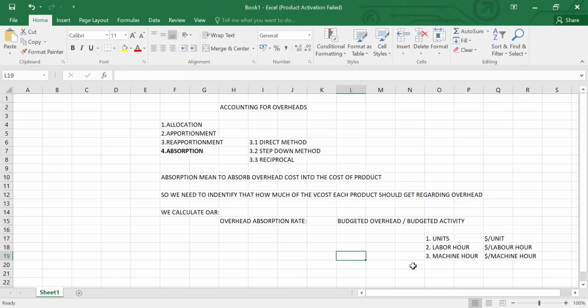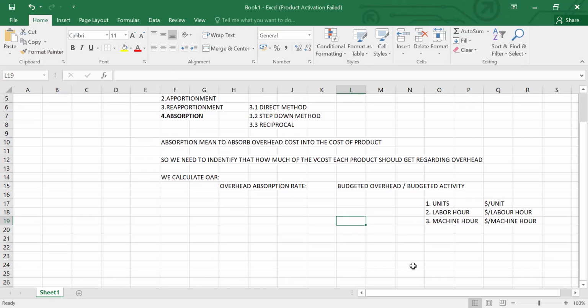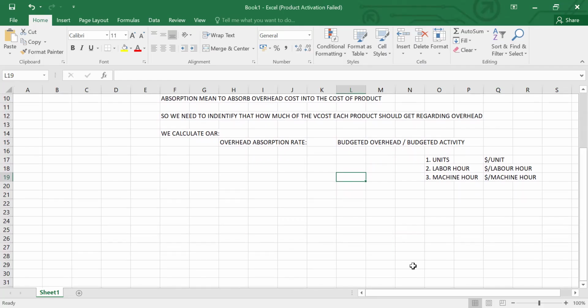Now, let's proceed and see how this OAR actually works. But always remember before that, OAR is always calculated for budgeted results, budgeted data. But if in any question you are not given the budgeted data, then you can use actual results. Remember, budgeted OAR is also known as predetermined overhead absorption rate.